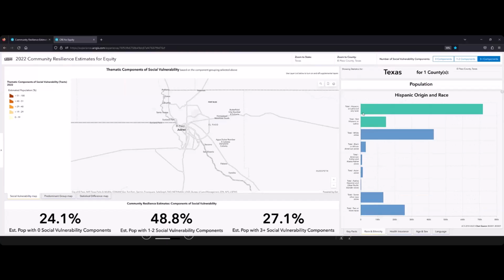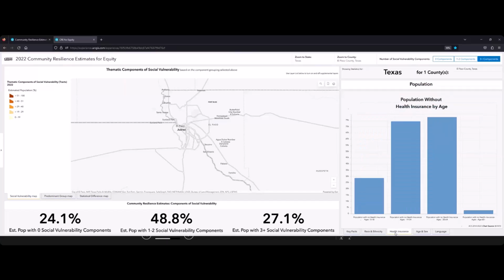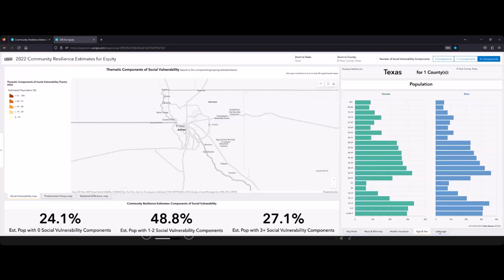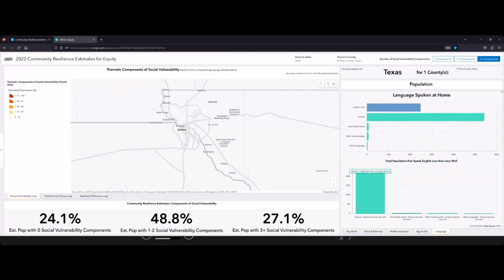Of course, most of the population in this county will be Hispanic or Latino. Total white alone estimated at 429,000. Health insurance, we see that between the ages of 35 and 64, we have an estimate of close to 78,000 people without health insurance. Breakdown by age and sex. And then, of course, language. We see that approximately 225,000 speak English less than very well.